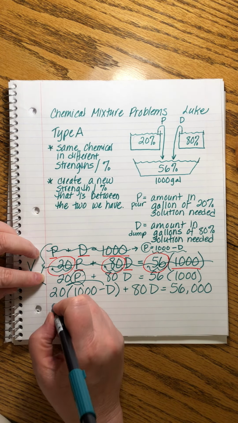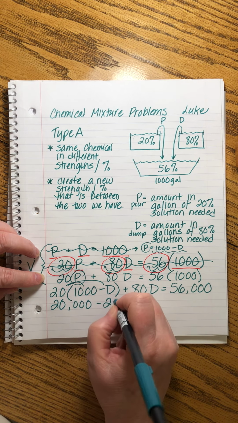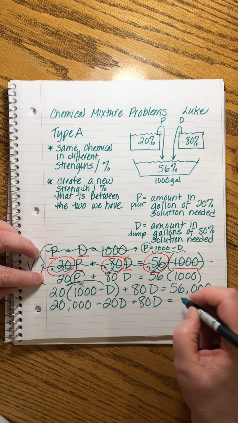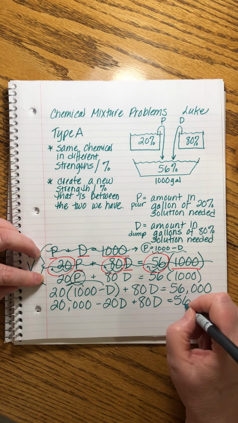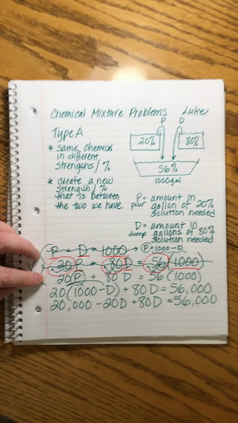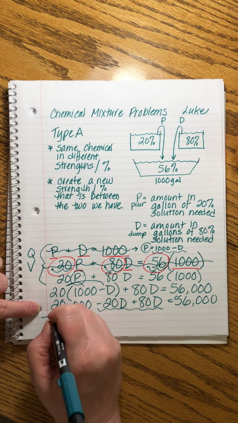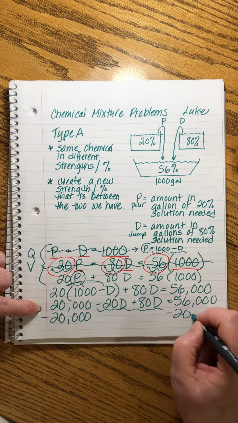And that will be, wow, that'll be 20,000 minus 20d plus 80d. Sounds like I'm saying ADD, but I said 80d. Beautiful, right? We can combine these two as like terms, and we can subtract 20,000. I feel it coming together.